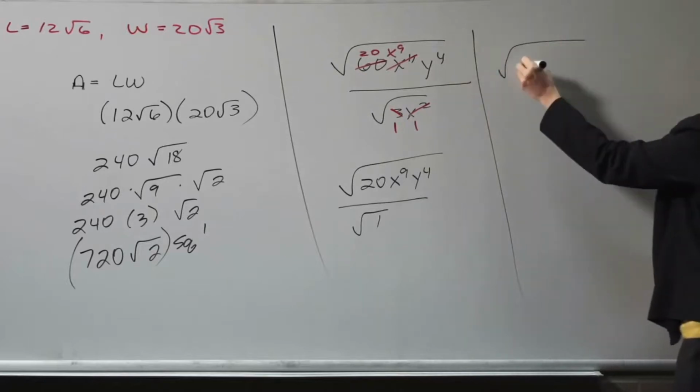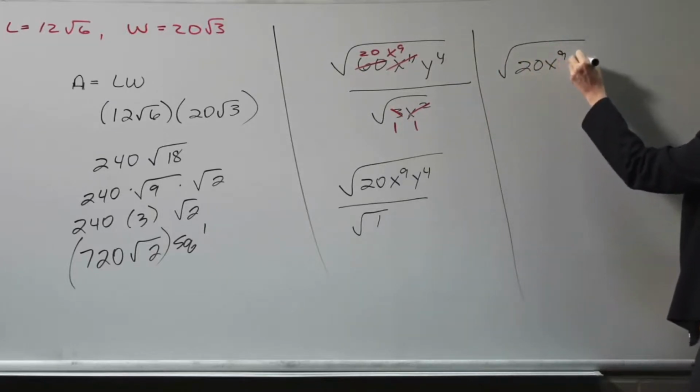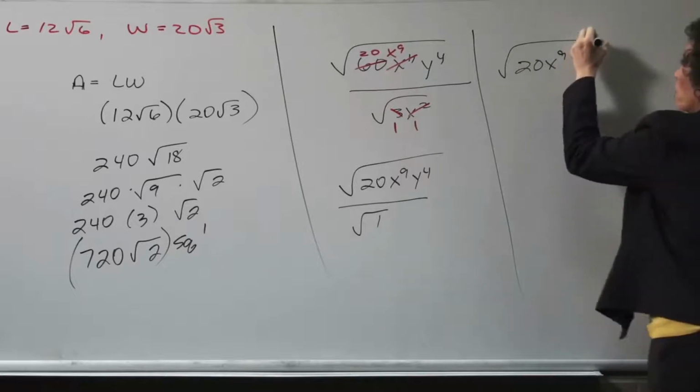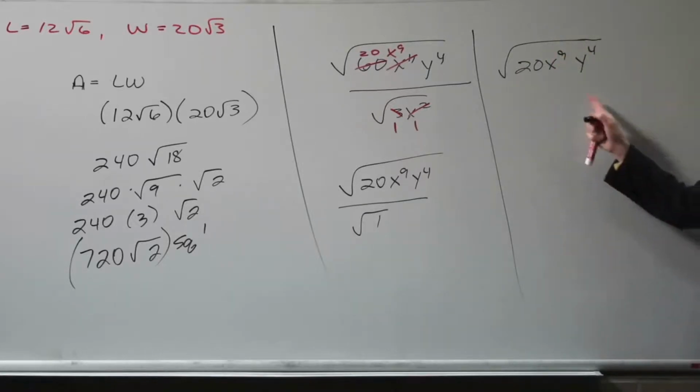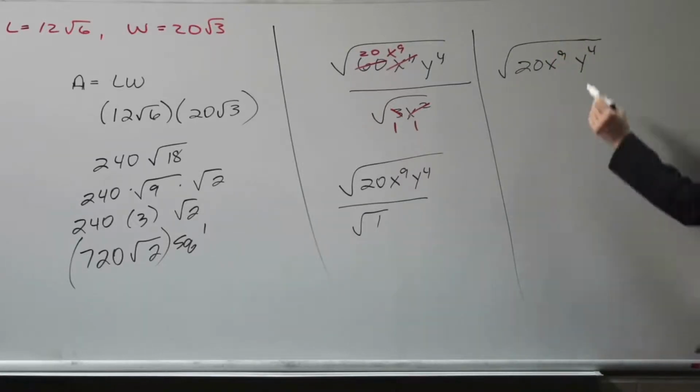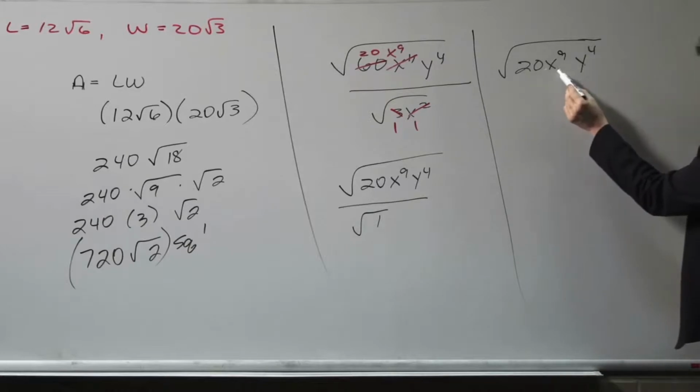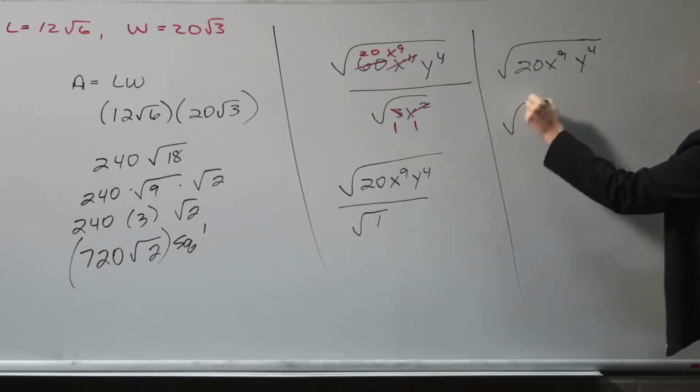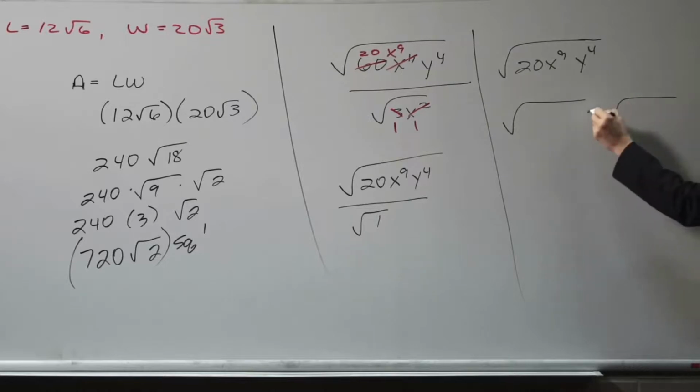The square root of 20x to the 9th, y to the 4th. Now I can simplify this. We know how to do this. Yes, perfect square, not a perfect square, not a perfect square. As soon as I say not a perfect square to any factor, I have to break it up.